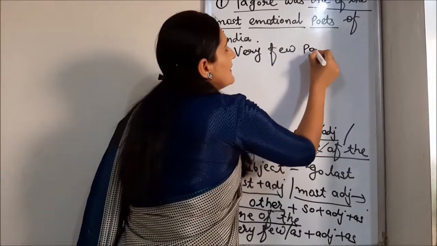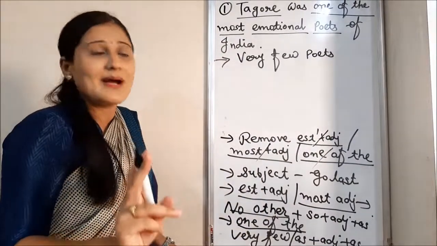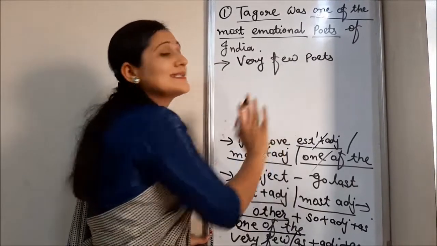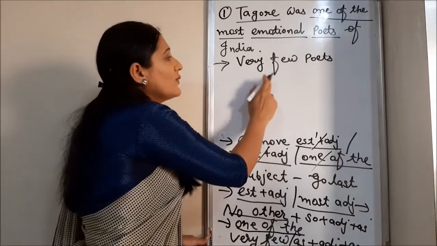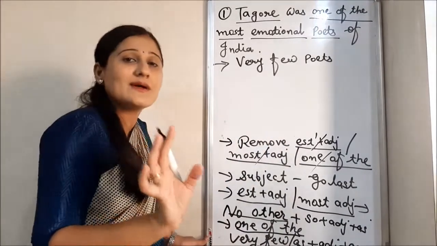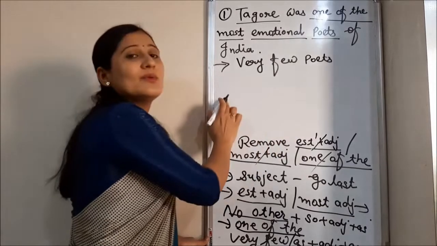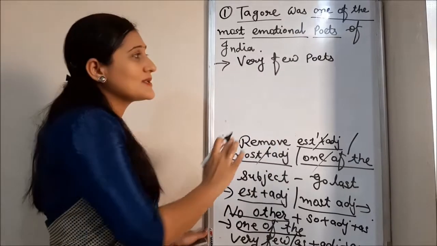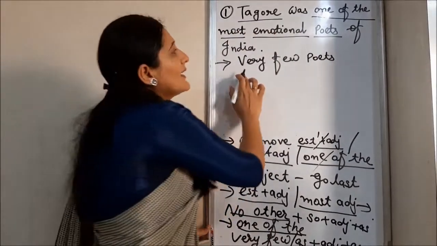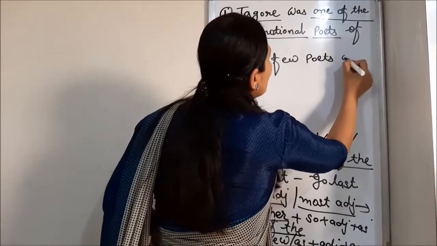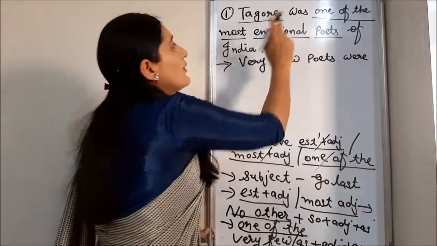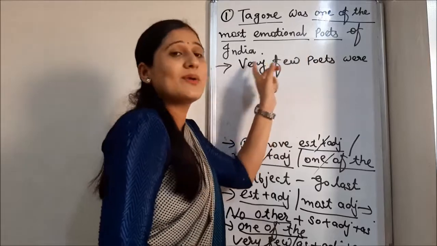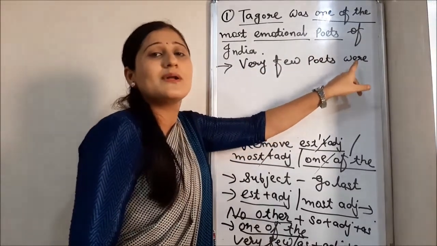Very few poets. See, one more thing to keep in mind. After very few, a plural noun, and after no other, a singular noun. If I take no other, then poet, S will not come. So very few plural noun, no other singular noun. So very few poets, we have the external subject. This subject will go last. Very few poets. Now here the verb will come. Why? Here Tagore was only one, that's why was. But here very few poets, S will come because of very few. So that's why there should be a plural verb.